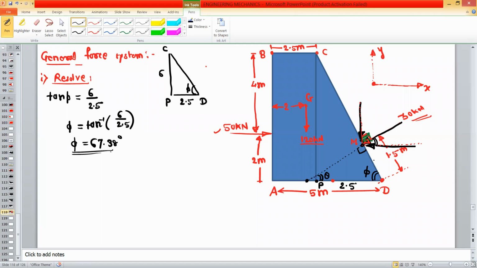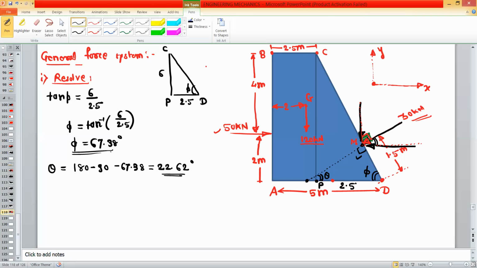Okay, so in this triangle, this is 90 degree. This is phi, that is 67.38. So we are interested in theta angle. Okay, so theta is equal to 180 minus 90 minus 67.38. So the answer is 22.62 degree. So this angle theta is nothing but this angle.